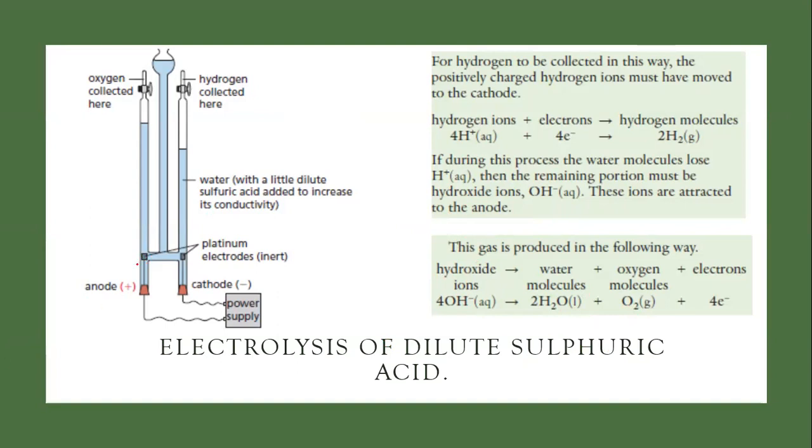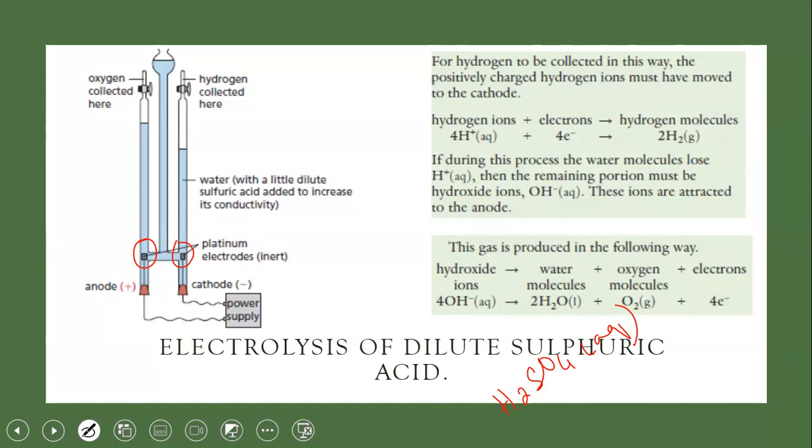This over here is the cathode, and this is the anode. And these tubes are all filled with the solution, the electrolyte. What we have over here is that I have given you sulfuric acid. Now, I have provided you with sulfuric acid, and I'm saying, you're doing electrolysis of sulfuric acid.